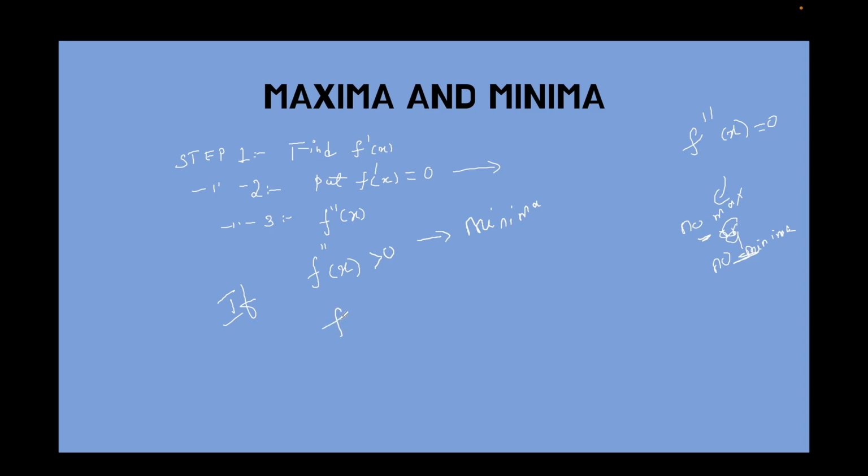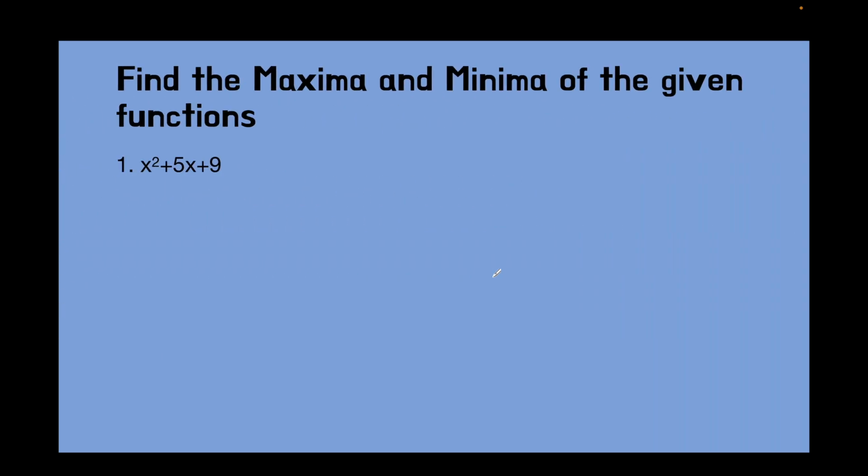Okay, if f double dash of x is lesser than 0, there is maxima at that point. Clear? Now, we will solve a question. Find the maxima and minima of the following function.